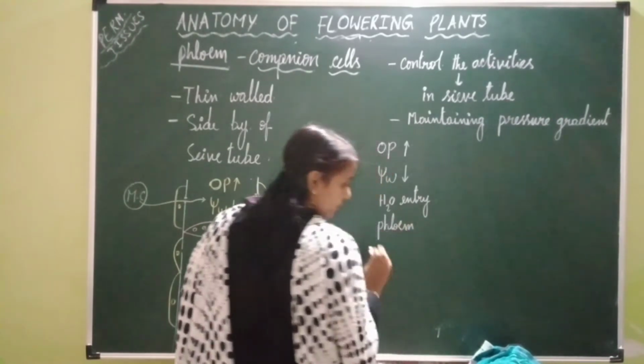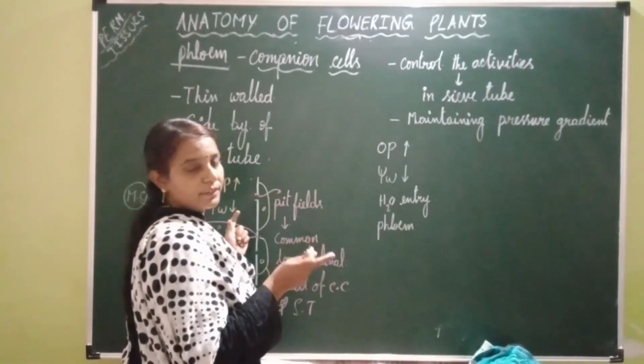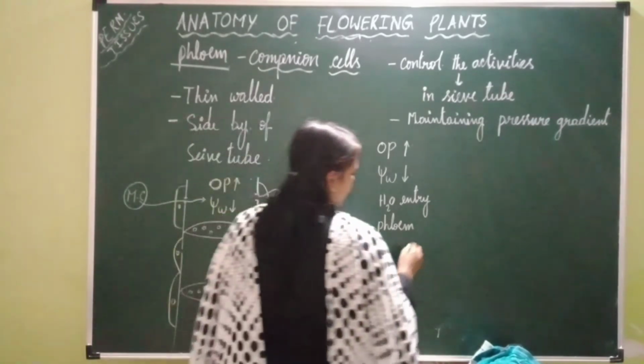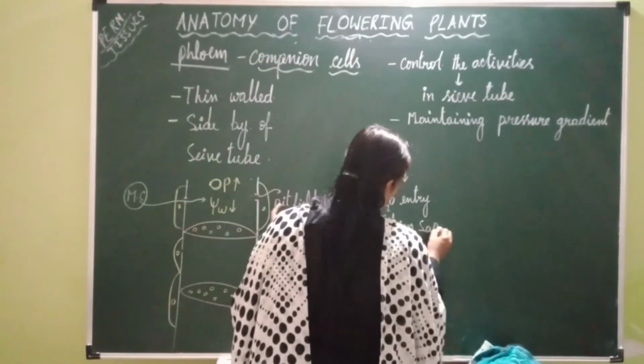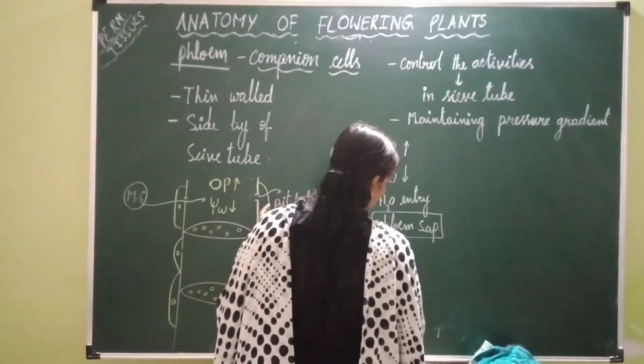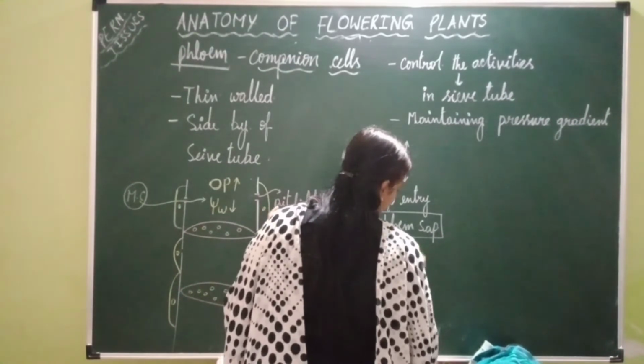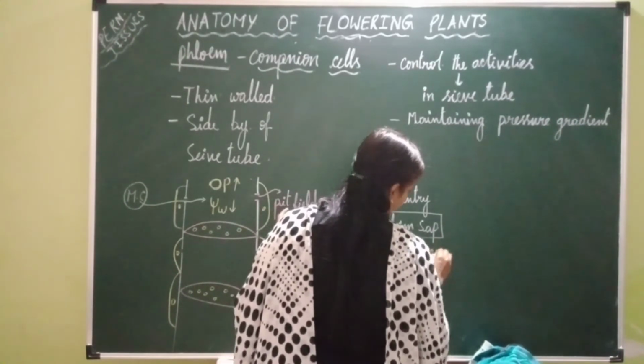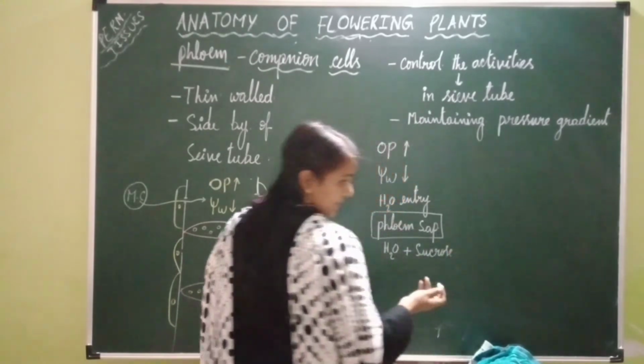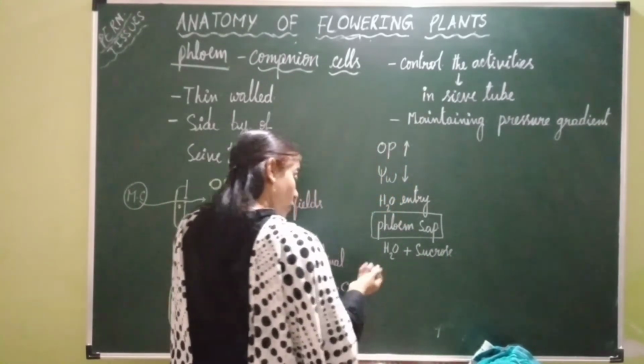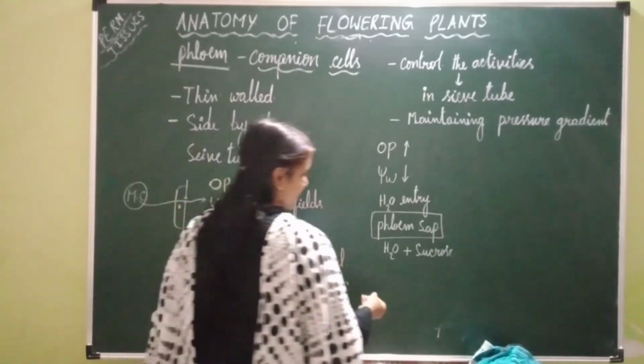Phloem sap consists of food, that is in the form of sugar, which is in the form of sucrose. So phloem sap is formed. This phloem sap consists of what? It consists of water and sugar, especially sucrose, along with other minerals also. Right? Because water consists of different types of minerals.